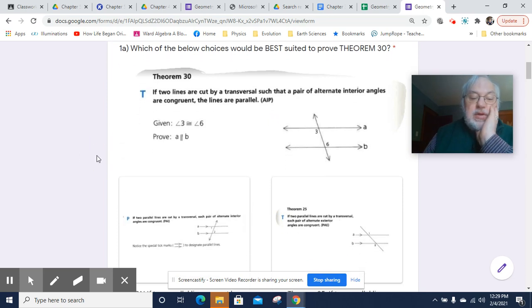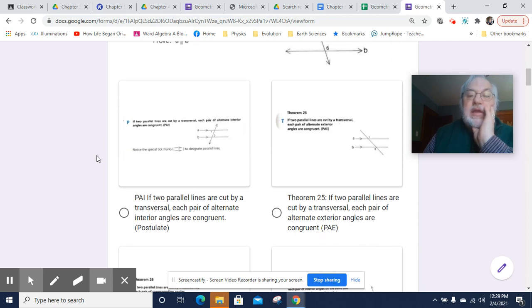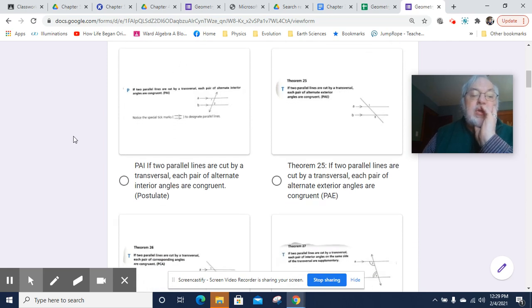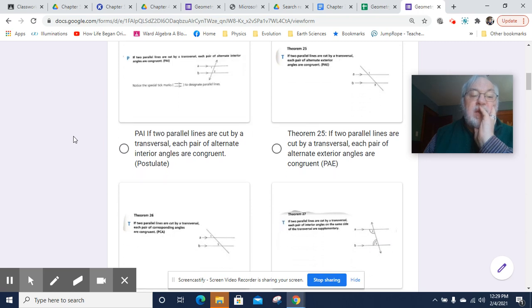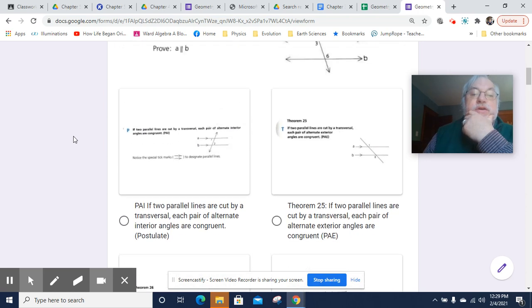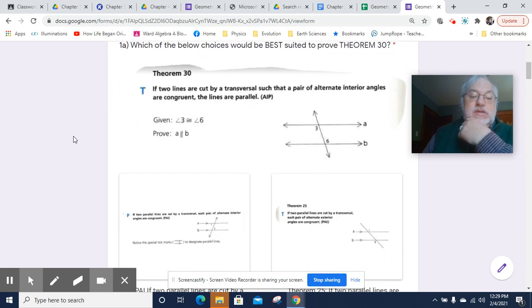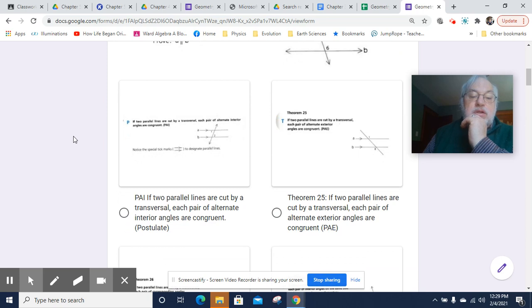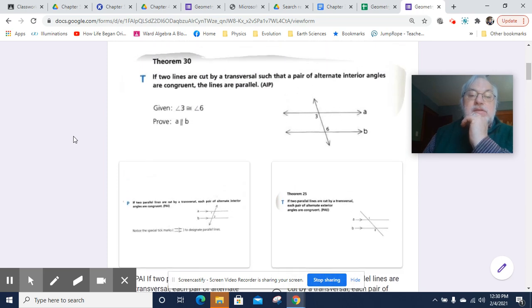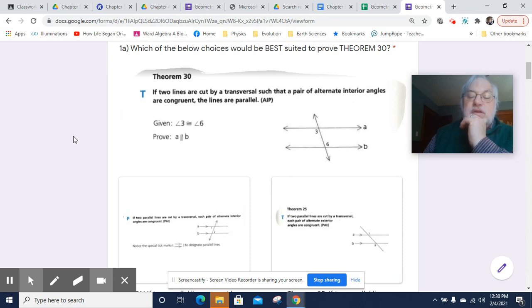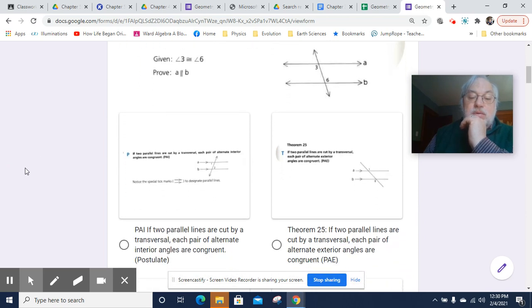And so what you need to do is come down here. The images really are too small, so I may just get rid of them. You want to figure out which of these choices down below does the job. So there's: if two parallel lines are cut by a transversal, each pair of alternate interior angles are congruent. Well, that's a postulate, but this theorem is really just the reverse of it. So we can actually use that postulate right there.